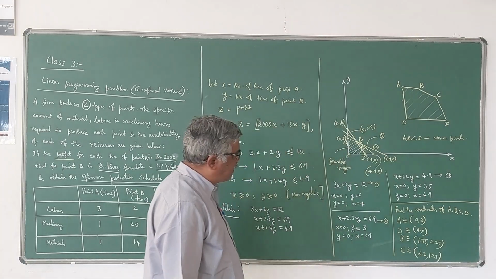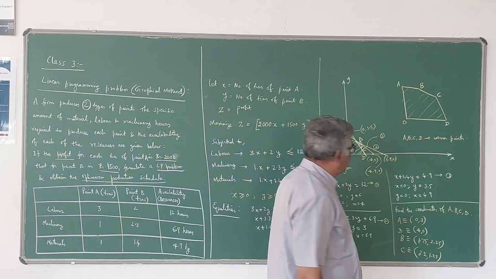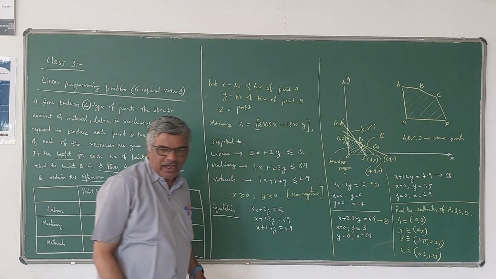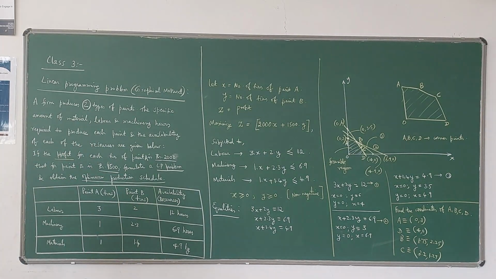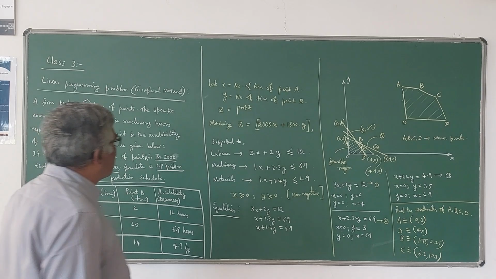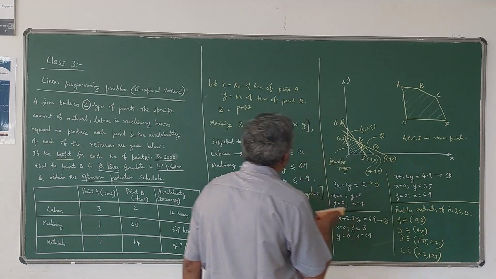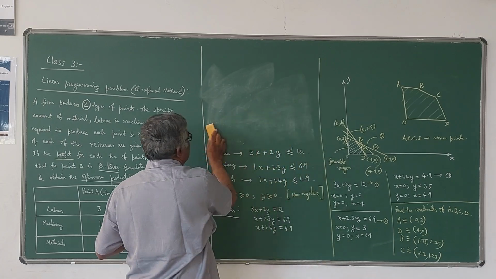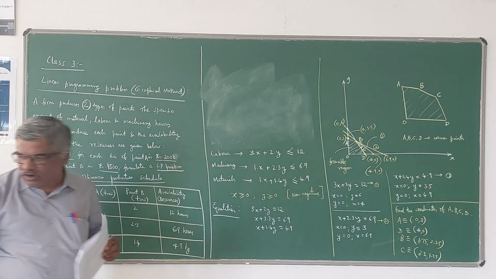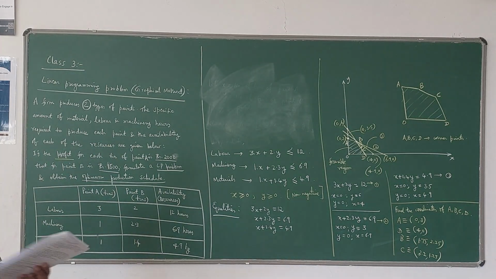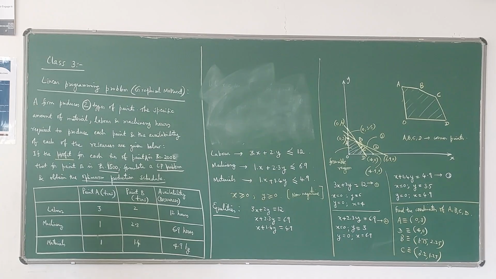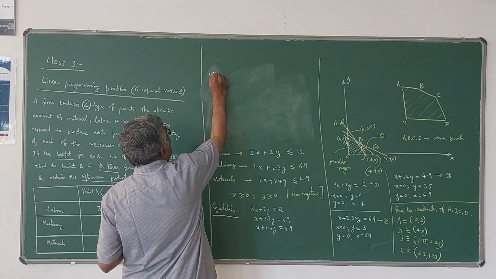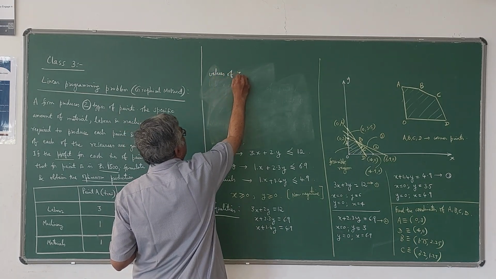Now we have to find out the value of Z at all these 4 points. Z is given by 2000 X plus 1500 Y. Now let us find out the Z value at all the 4 points A, B, C, D, and whichever is the maximum value of Z gives the answer. So that is the maximum profit. So let us see the values of Z at all the boundary points, just by putting the values of X and Y.